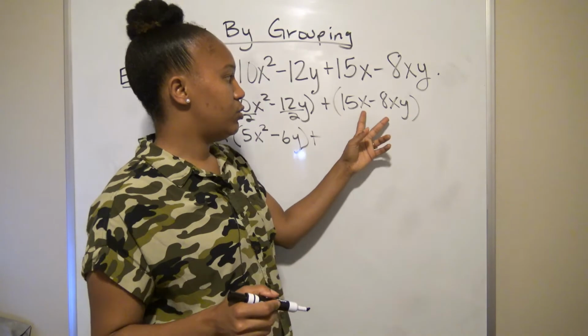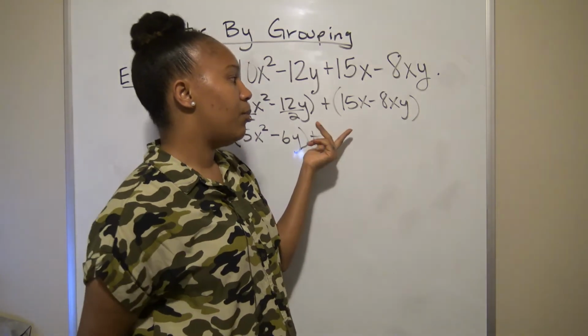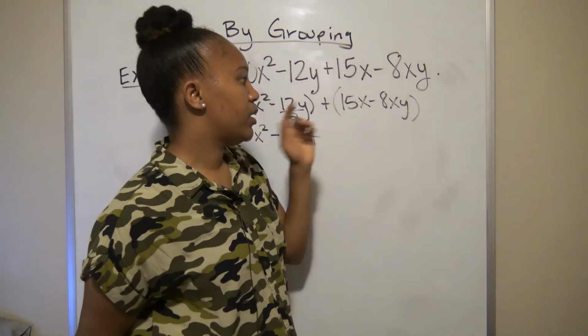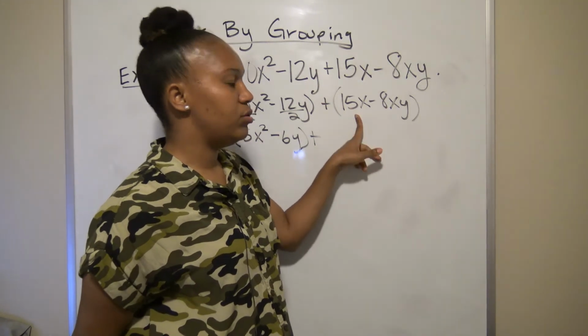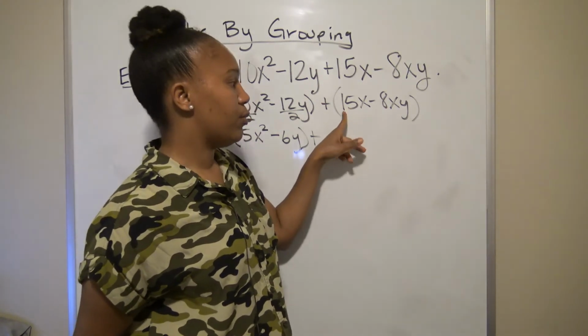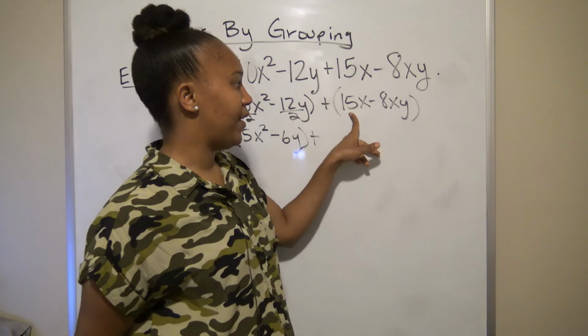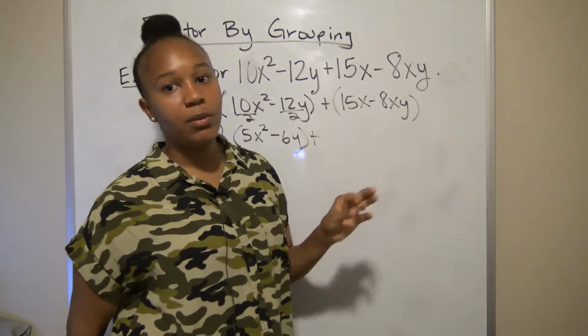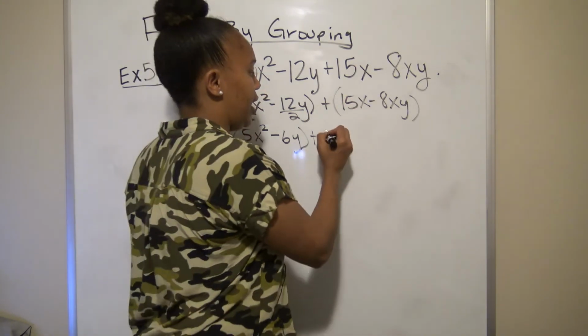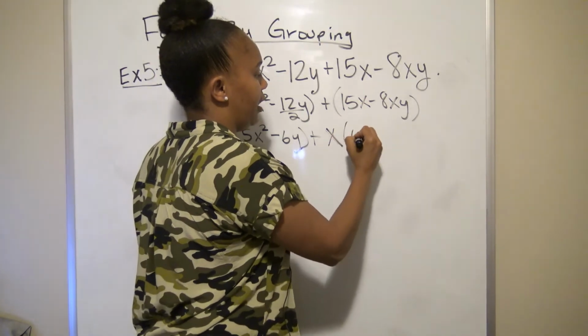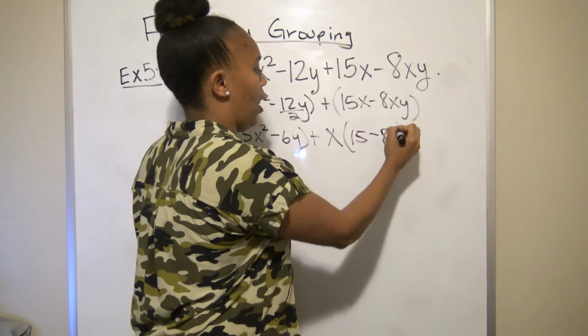Well, what do these 2 terms have in common? So if you look at the numbers, 2 goes into 8, but 2 doesn't go into 15, or 3 goes into 15, but it doesn't go into 8. 5 goes into 15, but doesn't go into 8. So the numbers have nothing in common, but there's an x in common. So you can pull out an x, and you're left with 15 minus 8y.